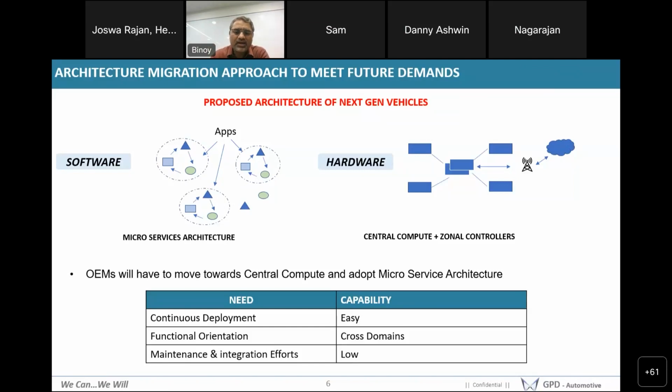What helps here is that we'll get cross-domain functionalities. We can get very, very easy upgrades. Continuous deployment is possible because software can be flashed over the air, and we can actually do multi-domain flashing, multi-domain integration, in one go. And the other thing which is happening here is connectivity.